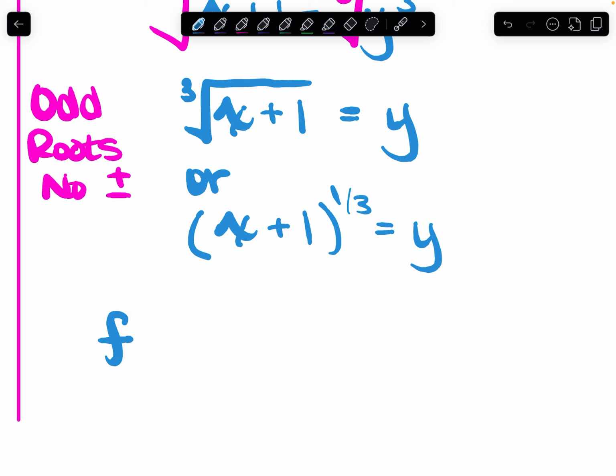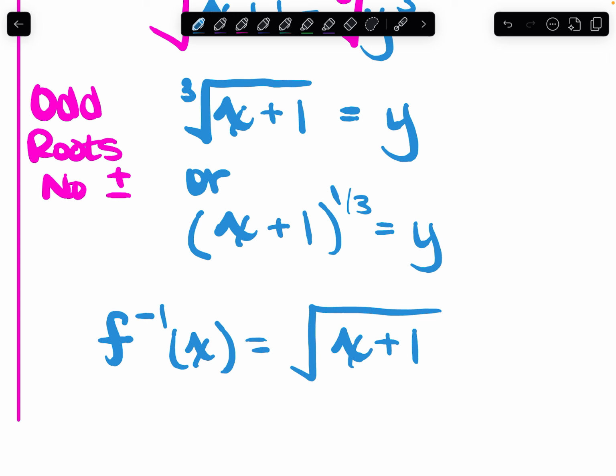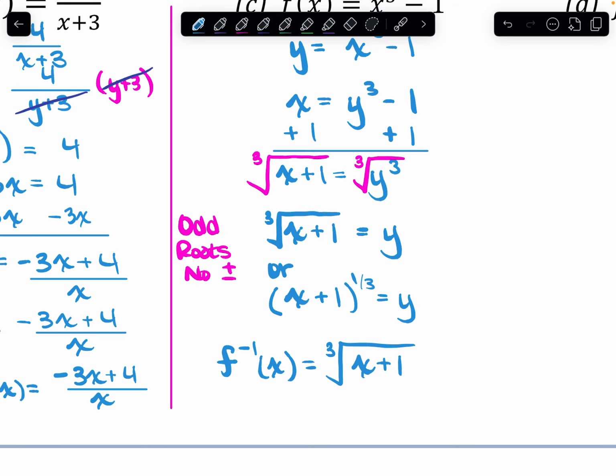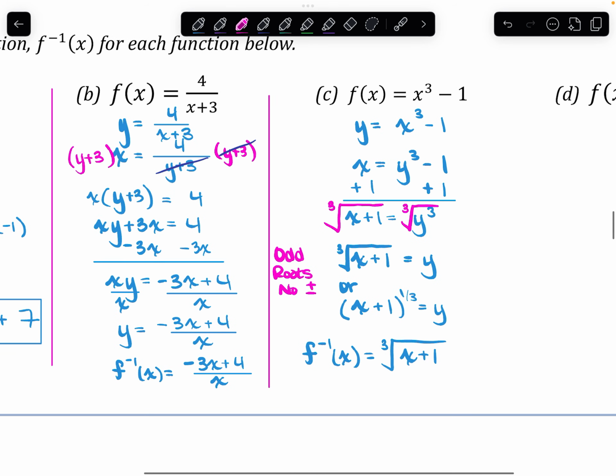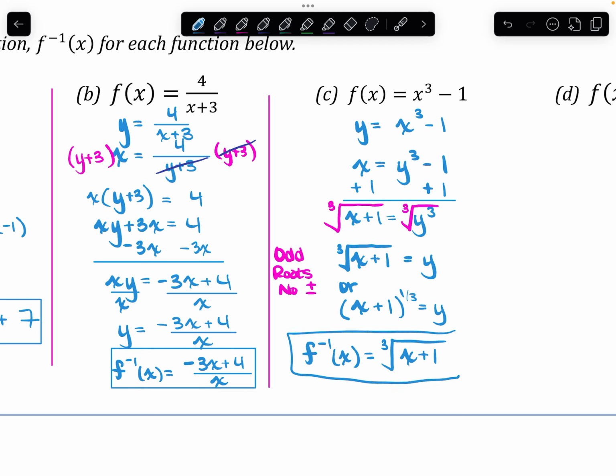Now add the fancy back. So f negative 1 of x equals whichever one you want to write. I'm going to use the root symbol. I guess I should be boxing in my final answers. I started it and then stopped. Final here. And then final here. And again, if you wanted to use that other notation right above it, the 1/3 power, it's fine.